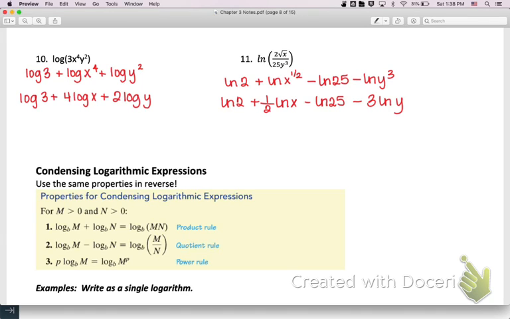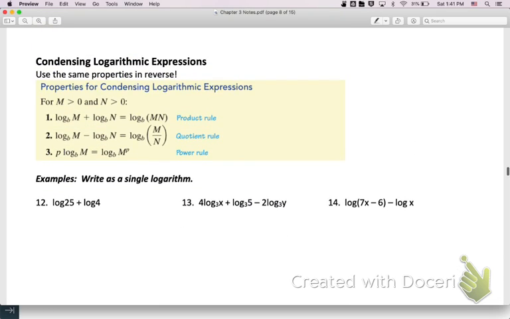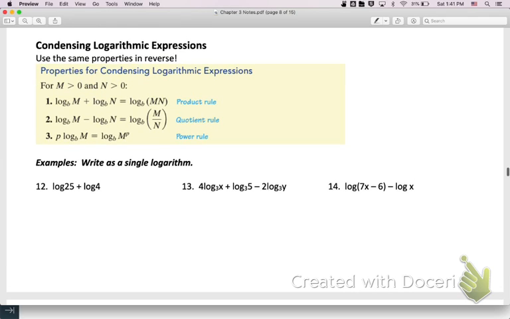And that's our most expanded form. Okay, the last thing we're going to look at is condensing, which is working in reverse. So if it's already expanded out, how do we switch it to a single logarithm? This is really important when we're solving equations, okay? So we're going to do this in the exact reverse order.